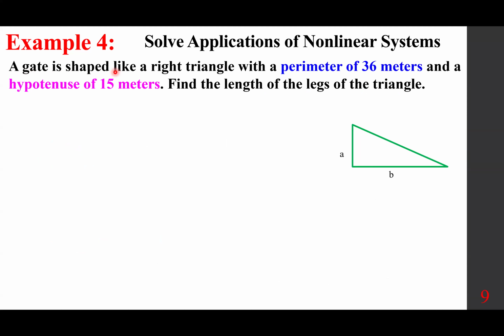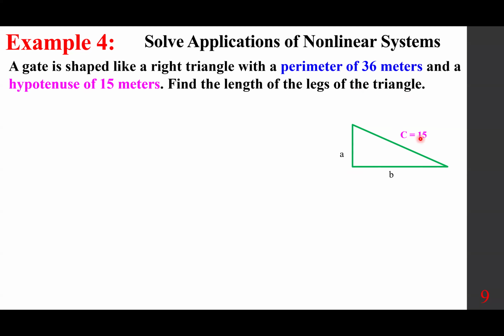A gate is shaped like a right triangle with a perimeter of 36 meters and a hypotenuse of 15 meters. Find the length of the legs of the triangle. So let's see what we are given. First and foremost, the perimeter is 36. So A plus B plus C, and C happened to be 15, right? That is given. C, the hypotenuse, is given as 15 meters.